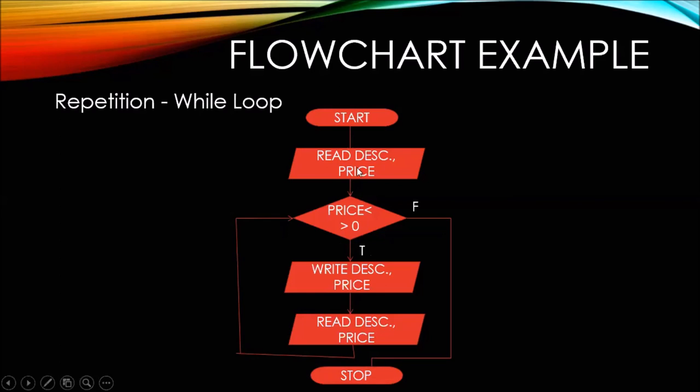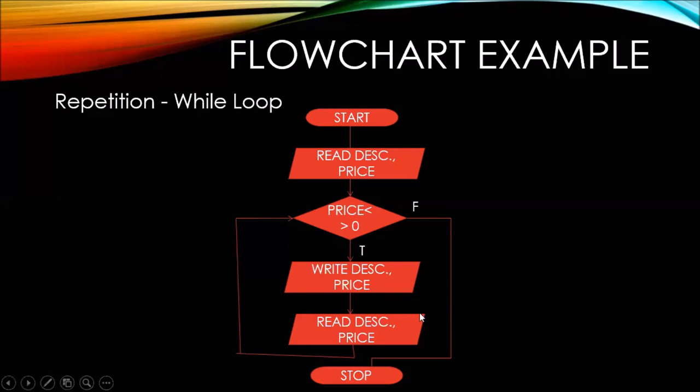Good. So based on this now, we are going to accept an initial price and description. So let's say the person entered bread and the price of bread is $20. It's going to check if the price is equal to zero. In this case, price is not equal to zero, so it's going to output the list: bread, price $20. Good. Then it's going to repeat, which means that the person is going to enter another item description and another price. That is this part here.